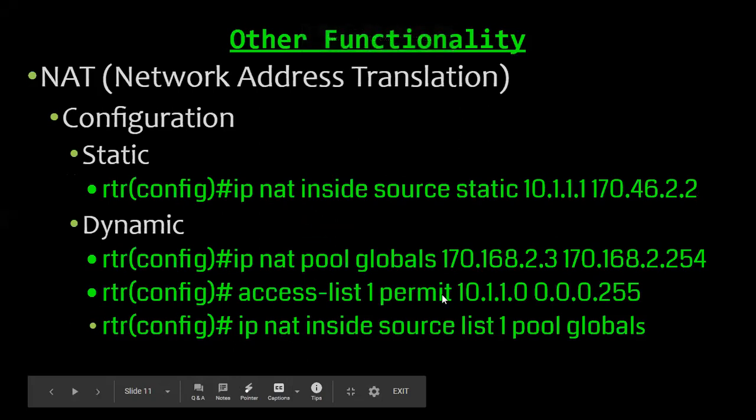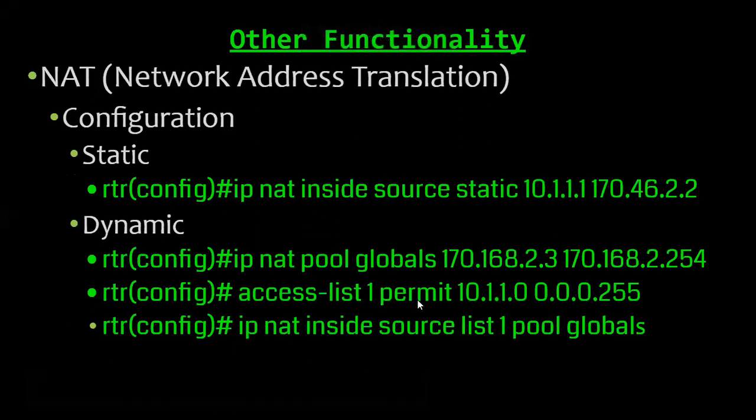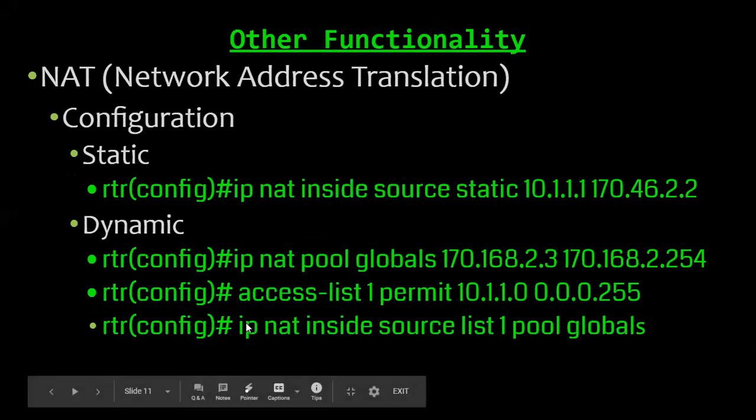So what this access list does is it says, hey, I have an access list. It's going to include everything, the entire network 10.1.1.0, okay? And then with the /24. Now I do the actual real NAT command. This just sets up the pool. That's where I got confused before, and I apologize about that. This is actually the NAT command.